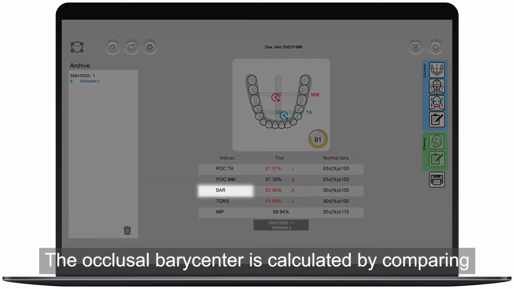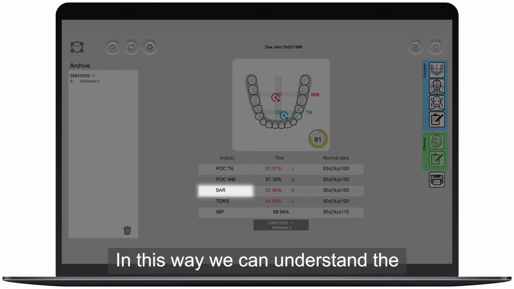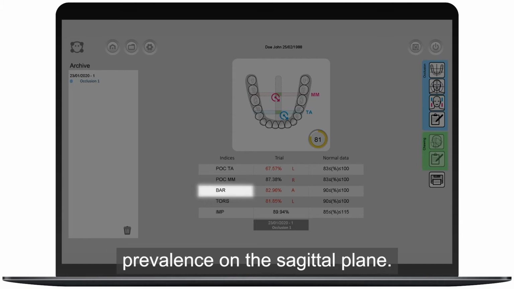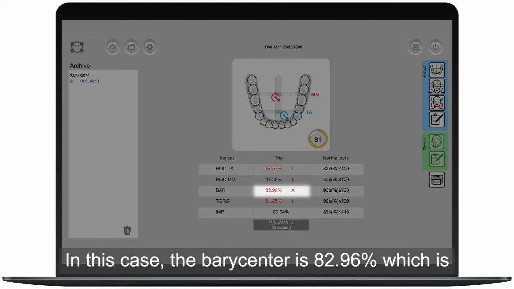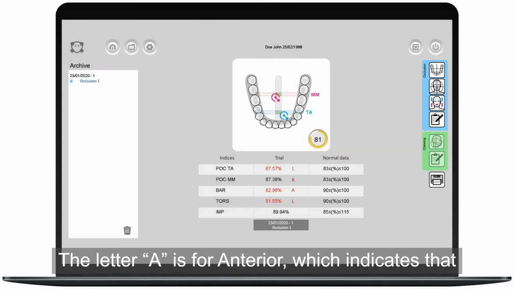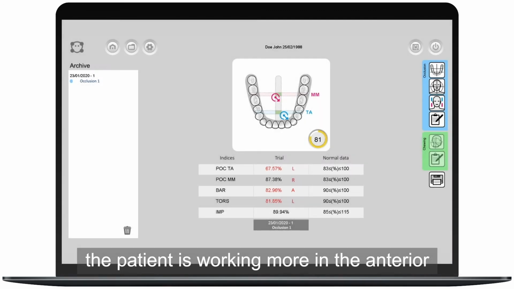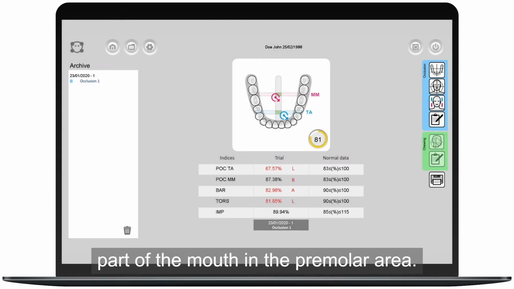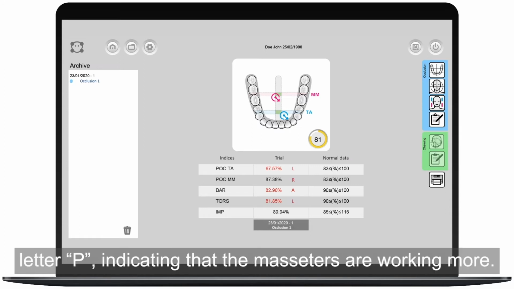The occlusal barycenter is calculated by comparing the activities of both temporalis versus both masseters. In this way, we can understand the prevalence on the sagittal plane. In this case, the barycenter is 82.96%, which is outside of the normative range. The letter A is for anterior, which indicates that the patient is working more in the anterior part of the mouth in the premolar area. In the case of the posterior barycenter, you will find the letter P, indicating the masseters are working more.